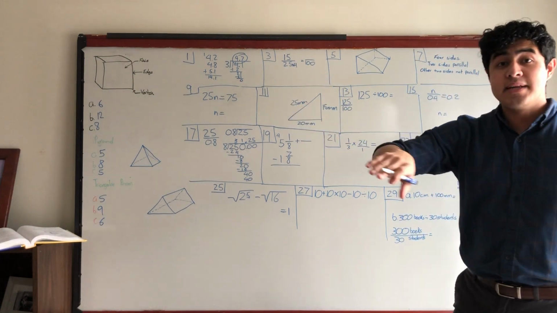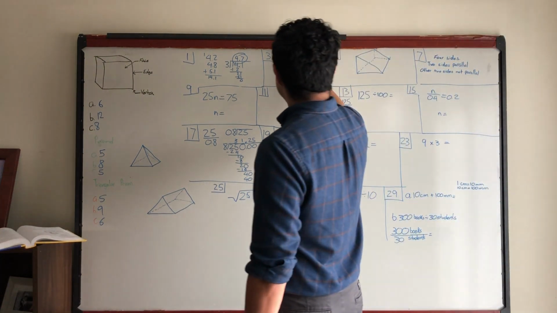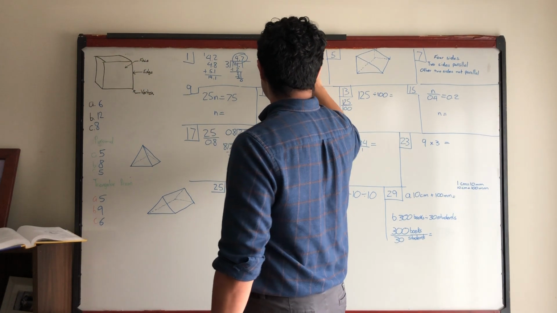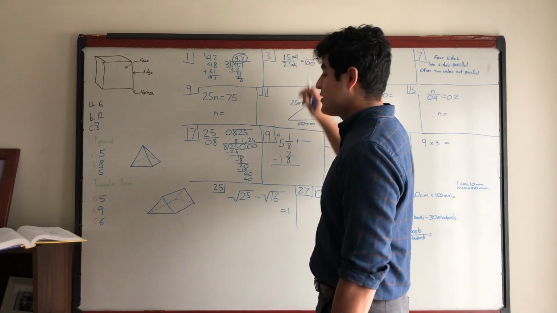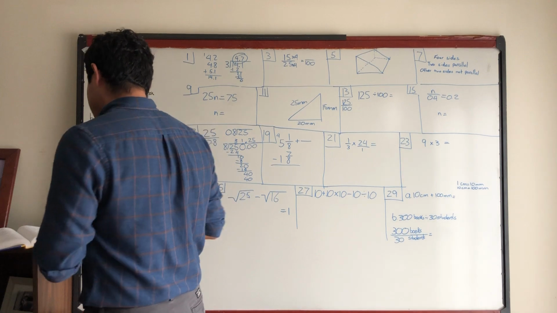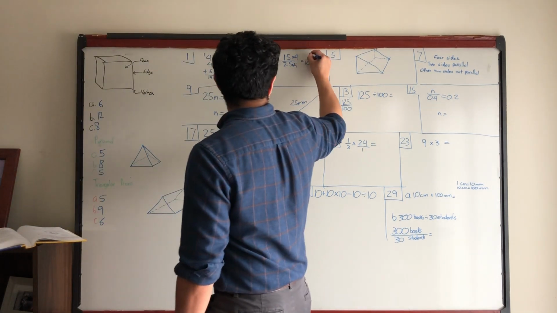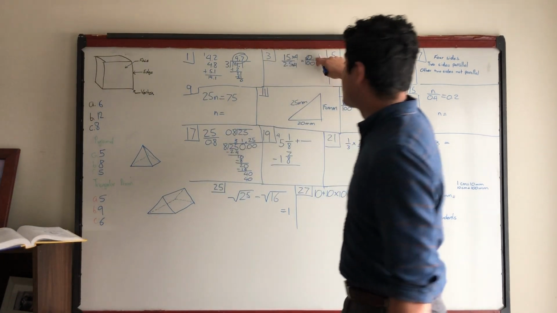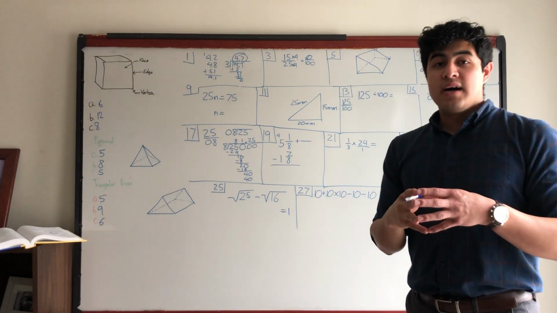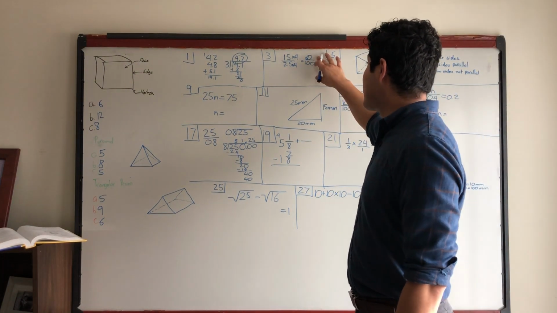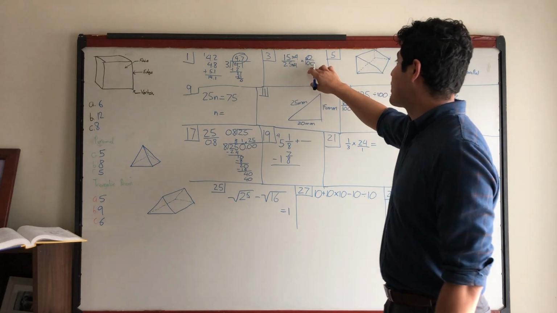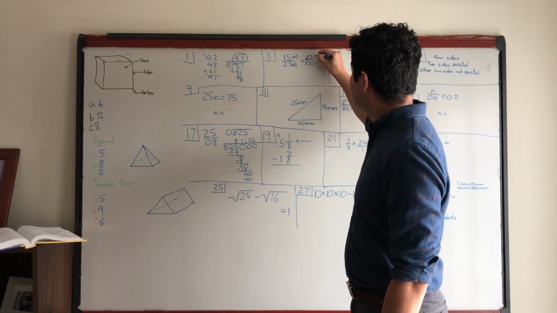Whatever I do to the denominator, I have to do to the numerator as well. Okay? So 4 times 15, we see that it is 60. Okay, so I write 60. So remember, a percentage is a fraction with the denominator of 100. So our final answer would be 60%.